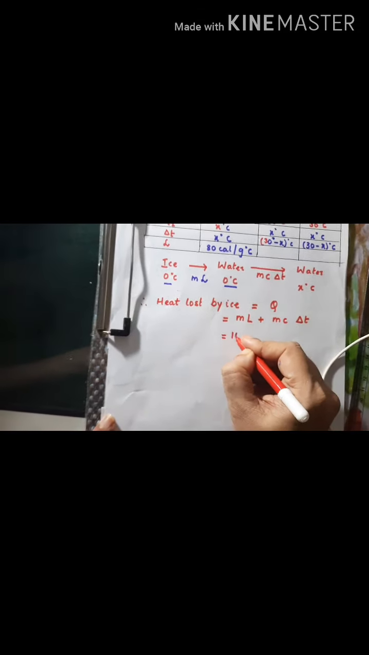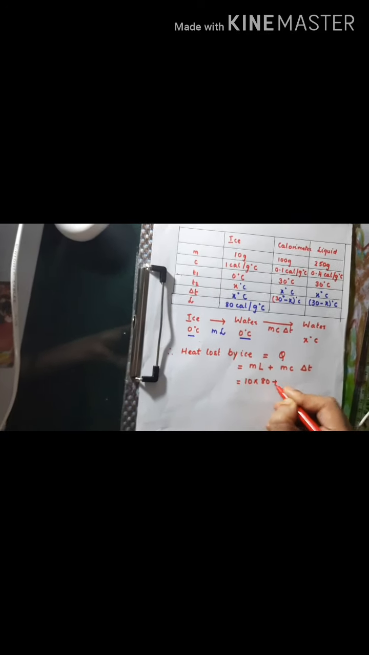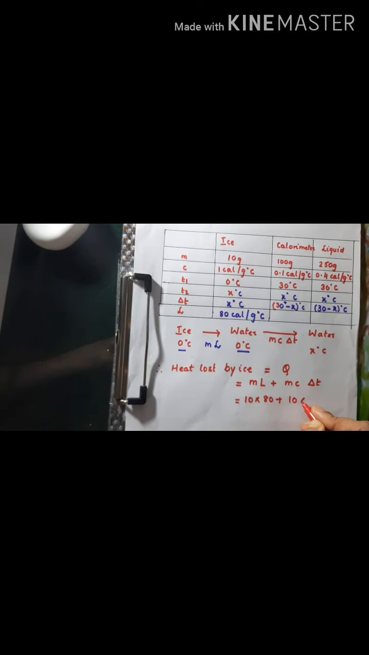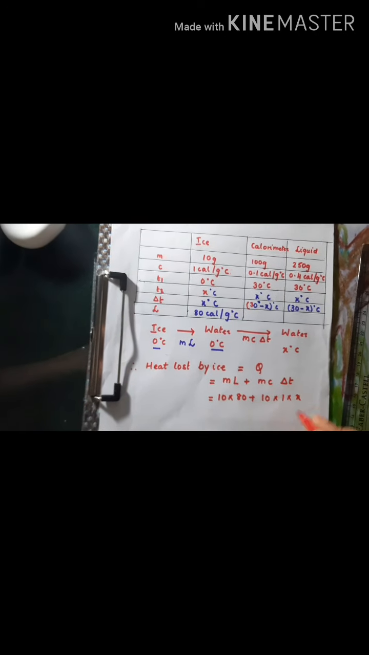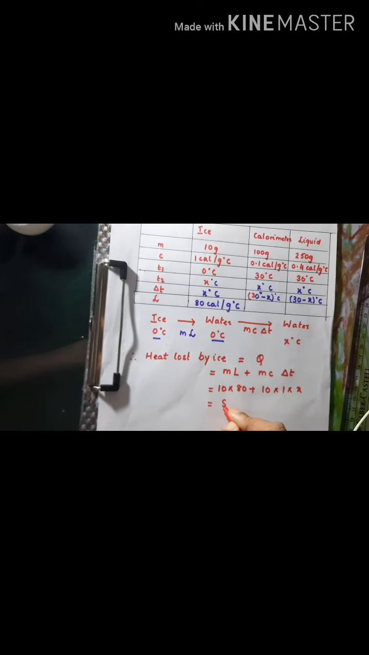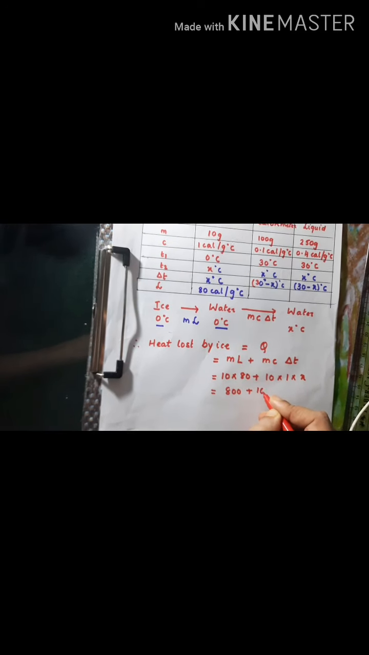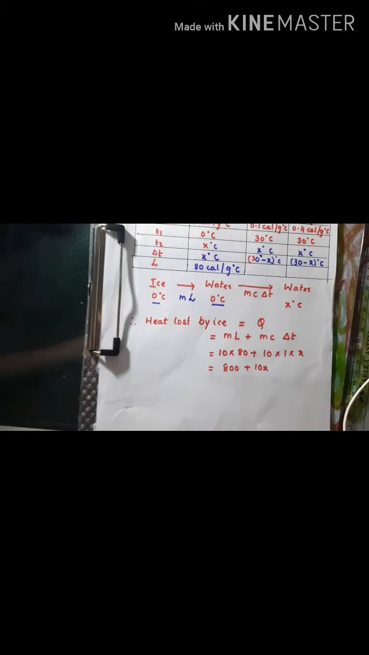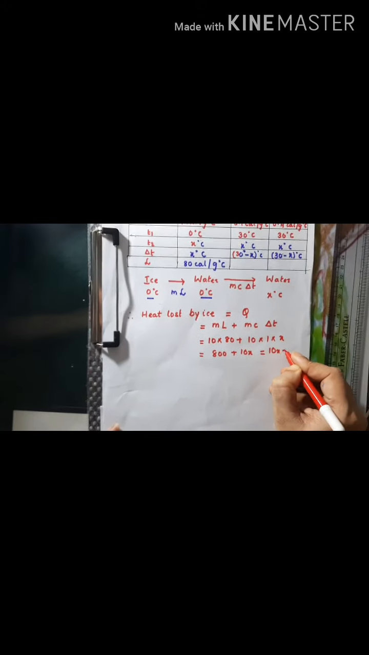Now, how much is the mass of ice? 10. What is the latent heat? 80 plus the mass of ice once again is 10 multiplied by 1 multiplied by this becomes x. So this is 800 plus 10x. You want to write 10x plus 800, it's okay. So I'll write this equal to 10x plus 800.